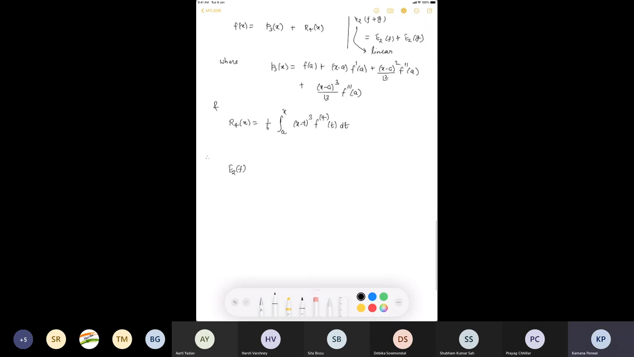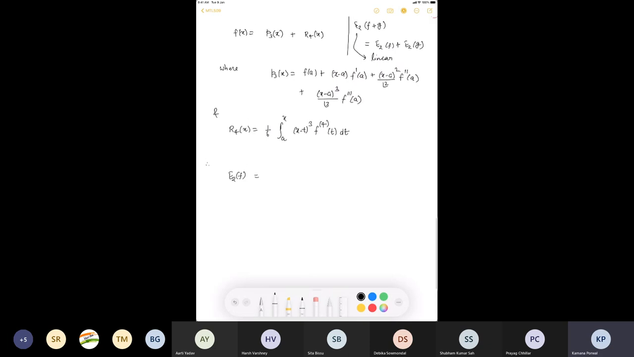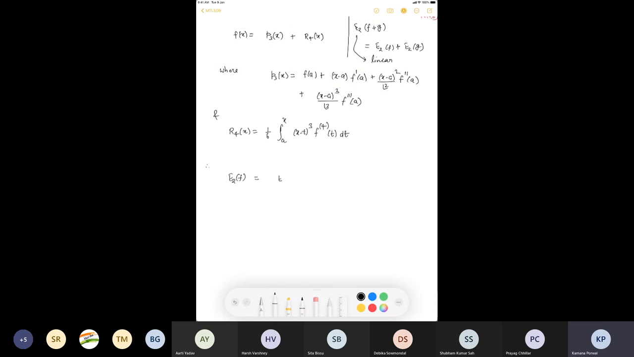Okay, so what is E2F? F is the sum of P3 and R4, right? So this is nothing but the sum of the error in the function P3 and the error using the Simpson rule in the function R4.